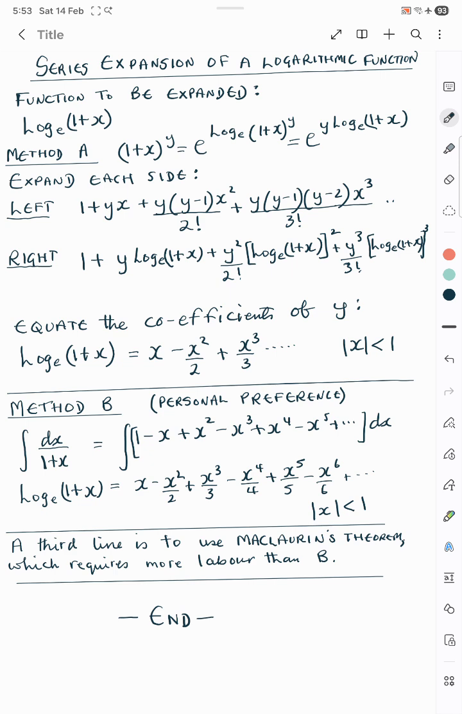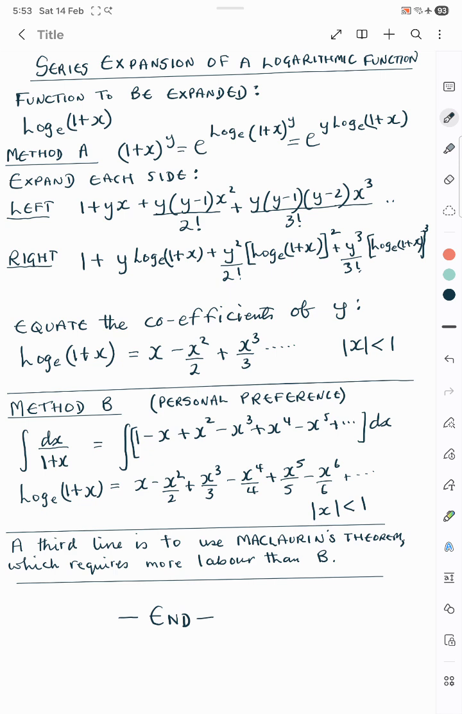Okay, now to turn to method B, which I much prefer. And so I'll start off by writing the integral of dx over (1 plus x) equals the integral of, and under the integrand there is simply the series expansion of 1 over (1 plus x). So of course, that will be valid only when the modulus of x is less than 1. Now that is a well-known expansion and easily remembered, so I hope that you are familiar with it. And that will be 1 minus x plus x squared minus x cubed plus x to the fourth minus x to the fifth, and so on and so on and so on.